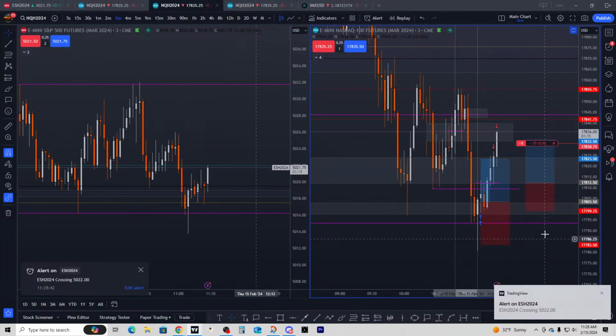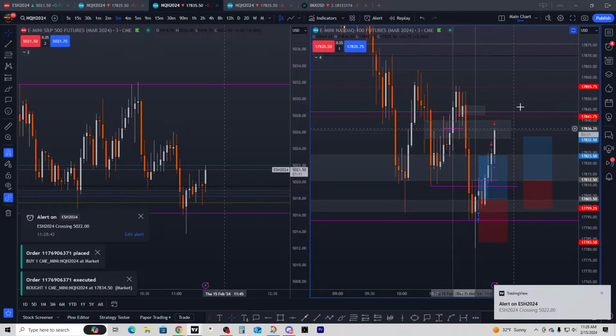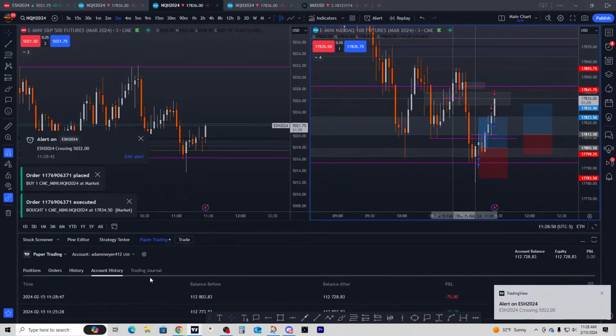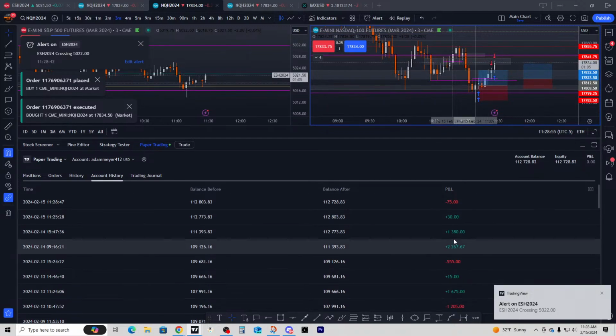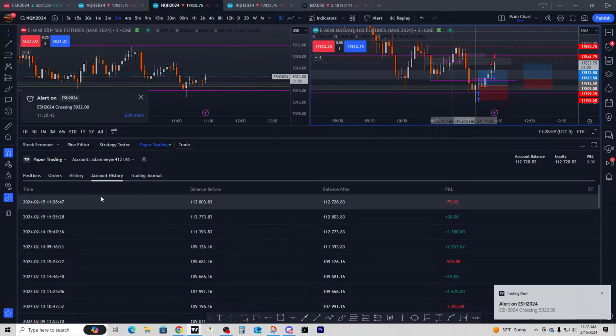So there we go. Oh, my trade. I had a sell limit up there for some reason. It bought it, but nice little move on the paper. Break even on the other account. Yo, I don't even know what happened there.